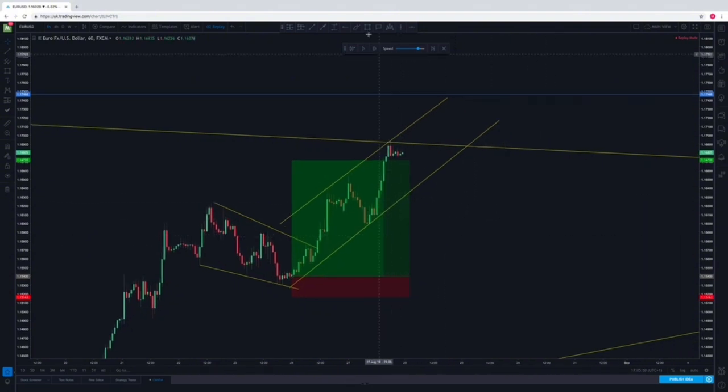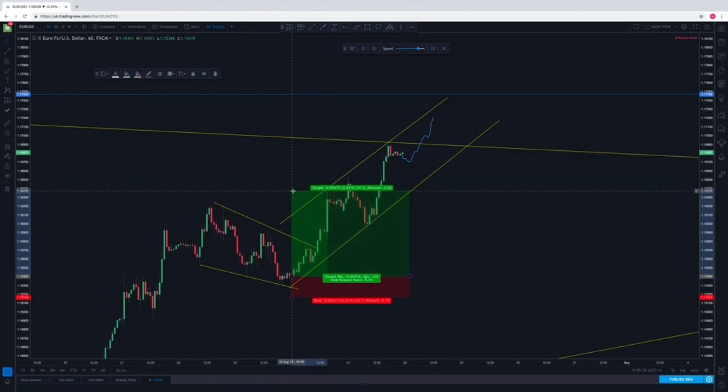Now, sometimes it's going to tag you in and go a little bit higher, and you're going to think, well, if I was a bit more conservative, if I left my stop, let's say here, it would have left me in the trade and it would have gone up a little bit higher. But then it goes back to the same thing.